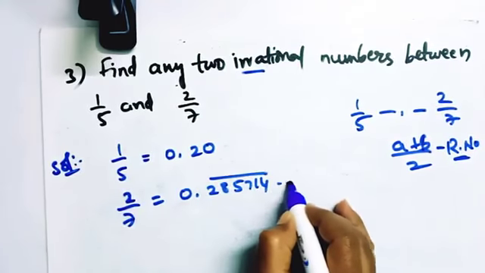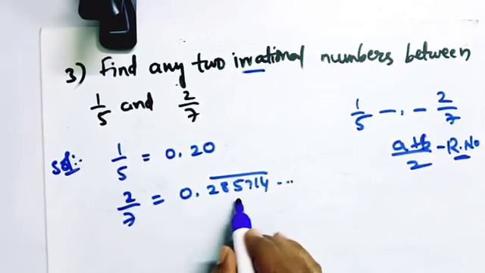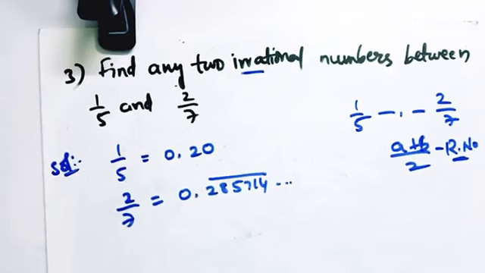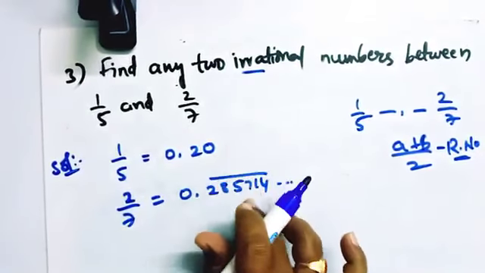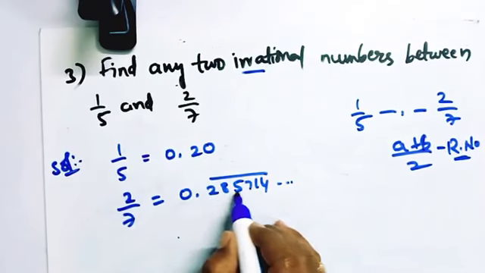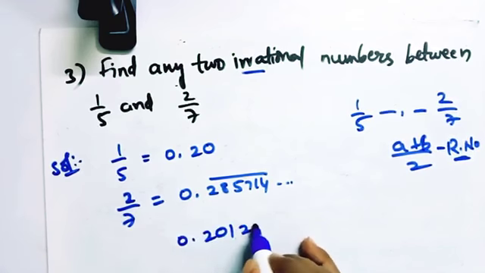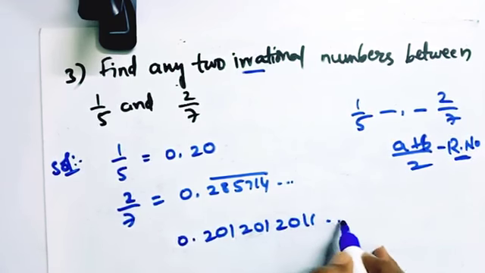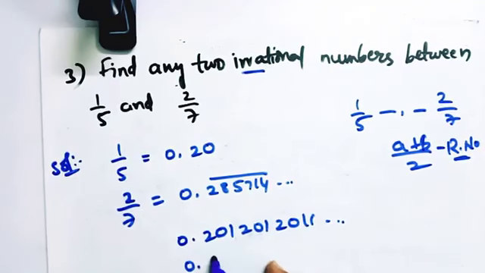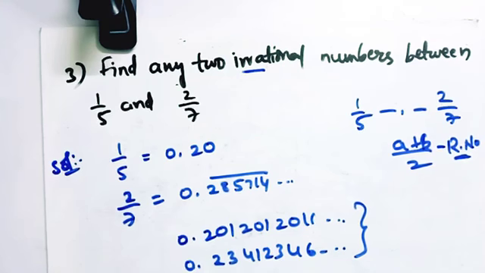0.28571428, with a bar, I mean this will be repeating. There is no termination; it is not an end in the decimal part. So it is an irrational number. Now we are going to write the irrational numbers between these. You can write any numbers between 0.20 and 0.2857, something like 0.201, 0.2011, and so on. Then next you can write something like 0.2341, and so on. So we get these two numbers between 1/5 and 2/7.